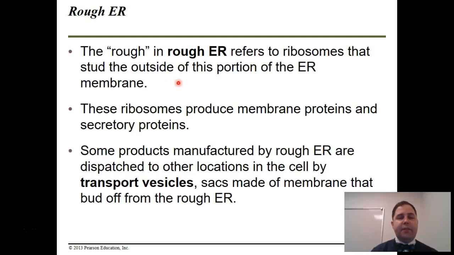And the difference in functionalities is that the rough ER has ribosomes, so it's going to produce membrane proteins, and proteins that are going to be secreted by the cell. So when they go into the rough ER membrane, they're going to be dispatched to other parts of the cell by vesicles. These are tiny little sacs of membrane that can bud off of the ER and go to, say, the Golgi apparatus.